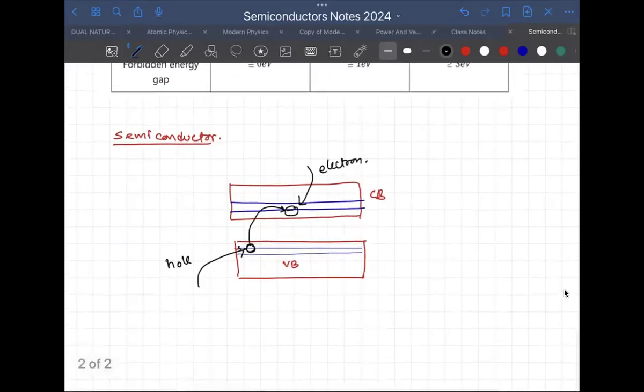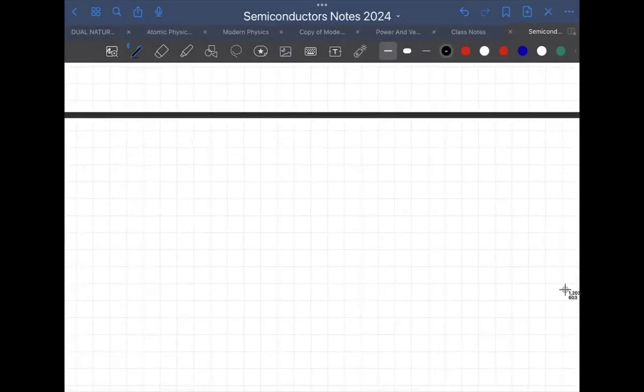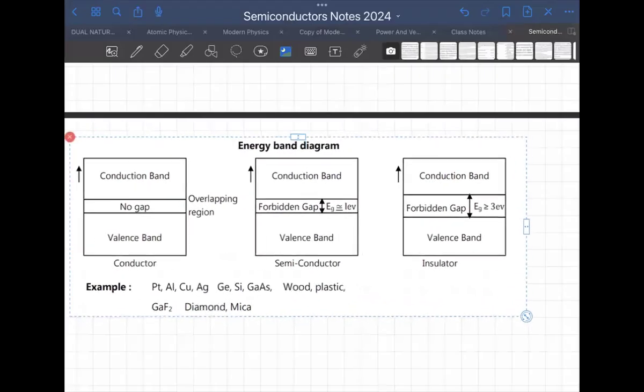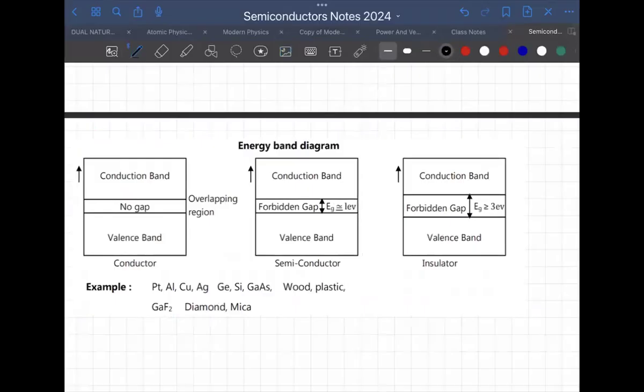And not only that, if you go through the energy band structure, this is how you will have the energy band structure. So remember, all these things come under conductor. All these things come under semiconductor. Whereas all these things will come under insulator. I'm just showing you the difference.